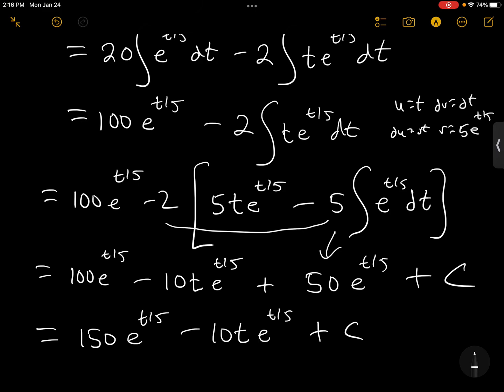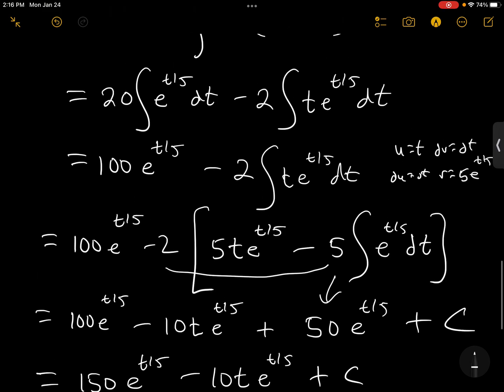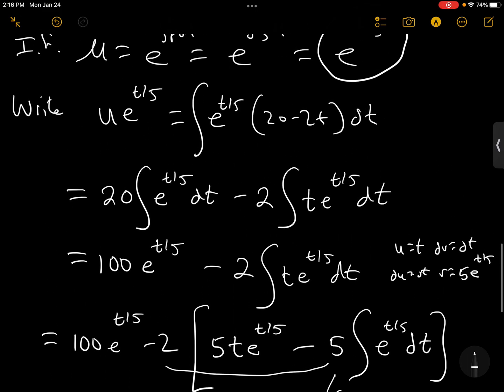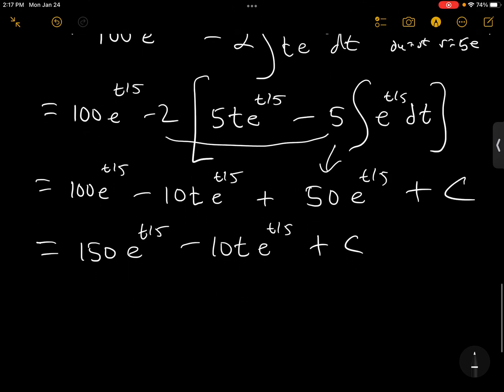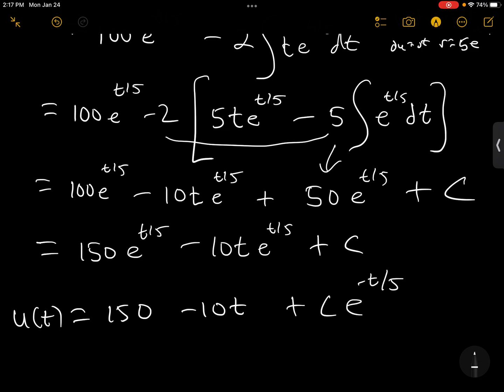C is very important in differential equations. Okay, so now we solve for u by multiplying through by e to the minus t over 5. So we have u equals 150 minus 10t plus c e to the minus t over 5.